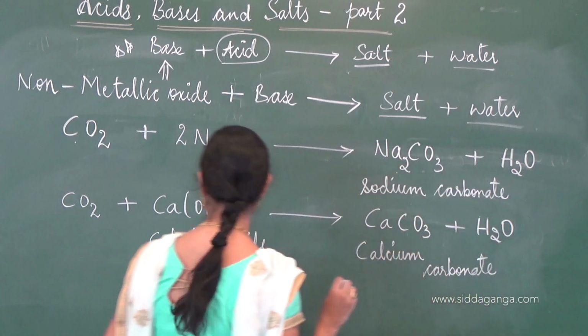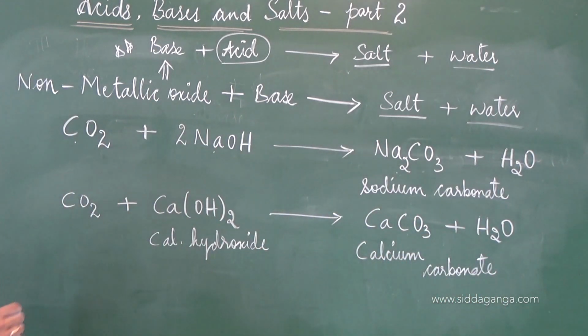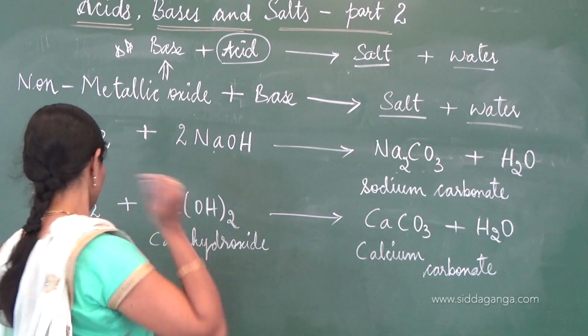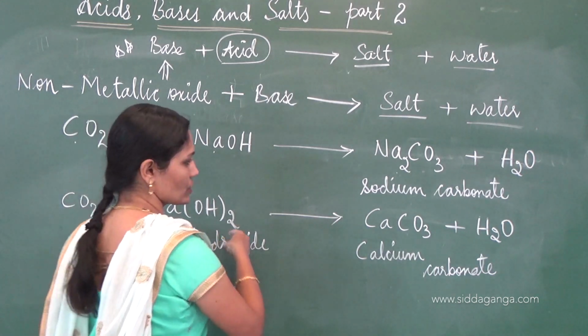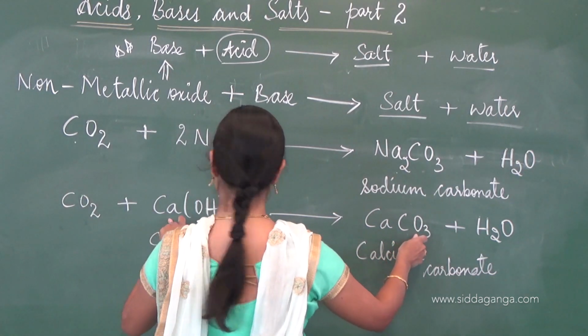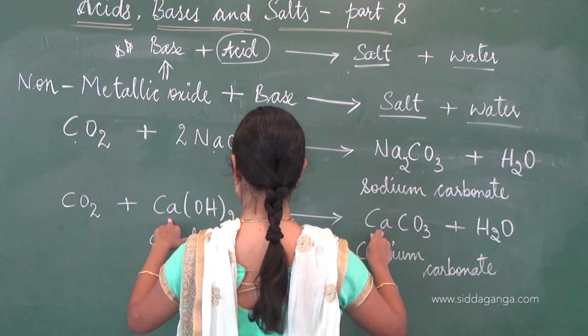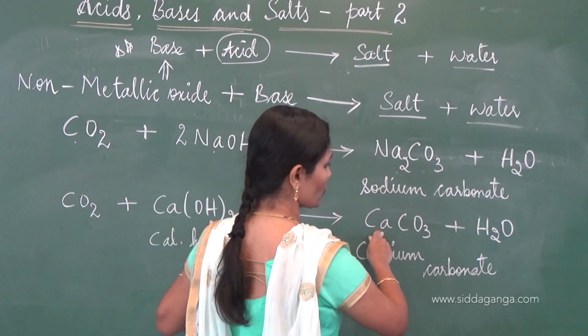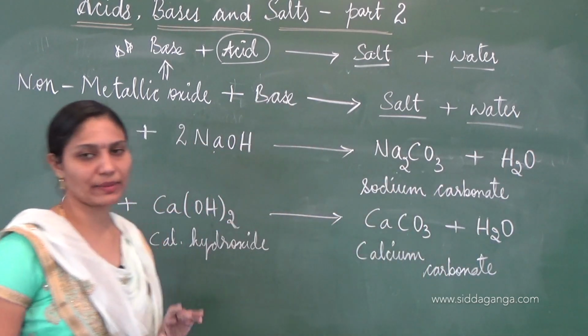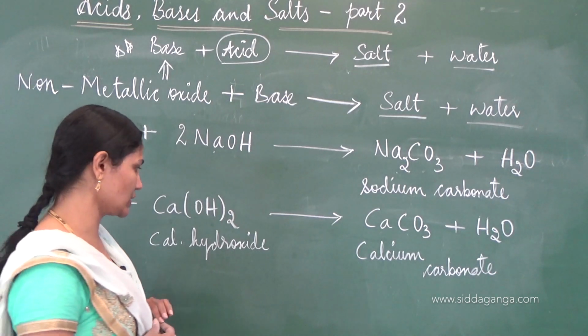Check whether it is balanced. Carbon is balanced. Oxygen, 2 plus 2 is 4, oxygen is balanced. Calcium is also balanced. Hydrogen is 2 and 2. Yes, it is a balanced equation. We need not balance it further.